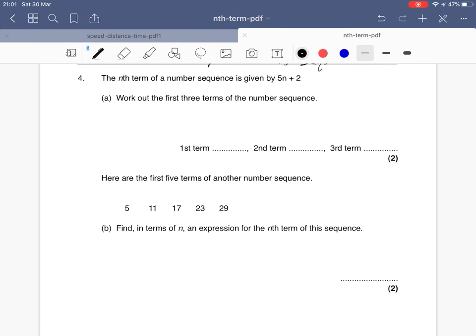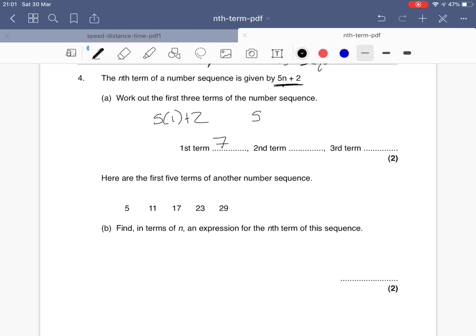The nth term of a number sequence is given by 5n plus 2. We've got to work out the first three terms. So with 5n plus 2, we've got to do 5 times 1 plus 2, 5 times 2 plus 2, and 5 times 3 plus 2. So for the first term, we replace n with 1. So 5 times 1 is 5, plus 2 is 7.